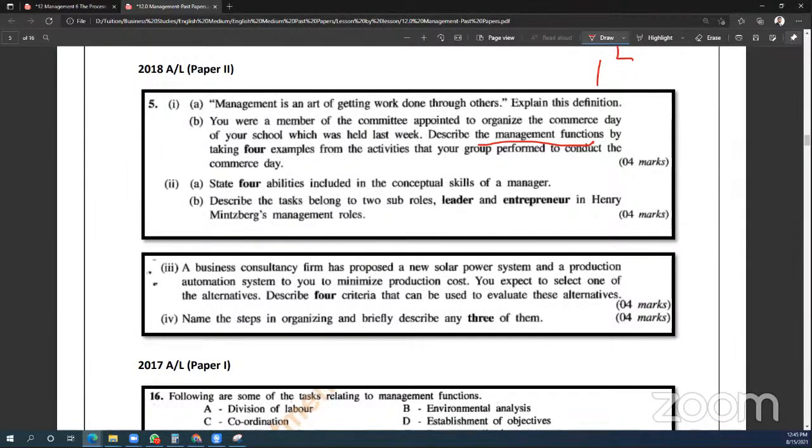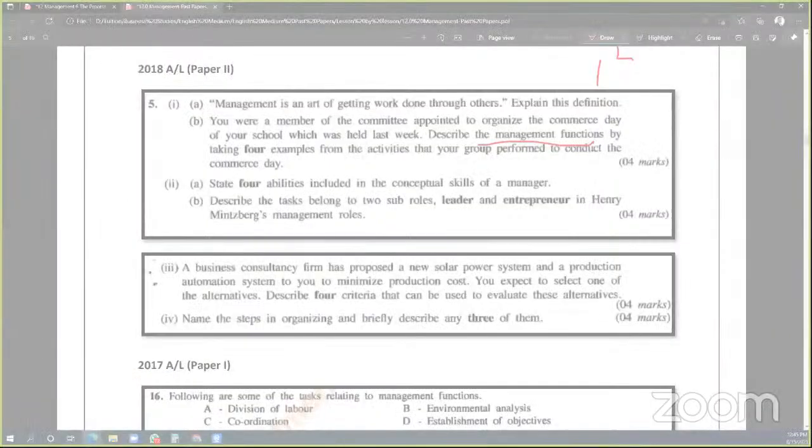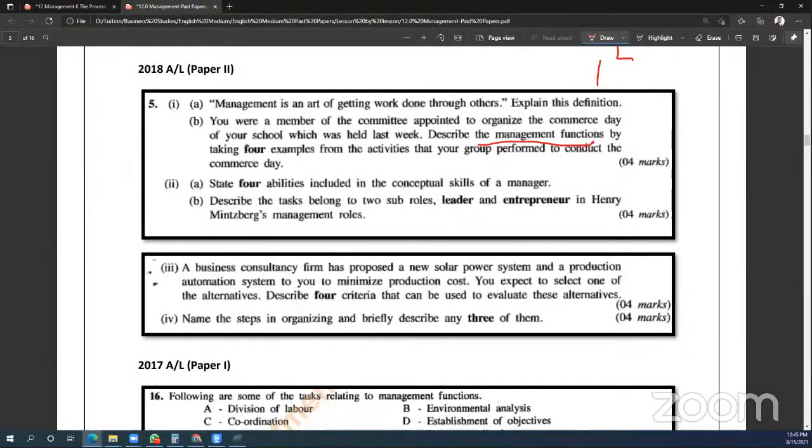Leader and entrepreneur, right? Leader and entrepreneur. Most of the things, both of these come under the decisional roles, we can say. Leader comes under the interpersonal role and entrepreneur the decisional part, right?